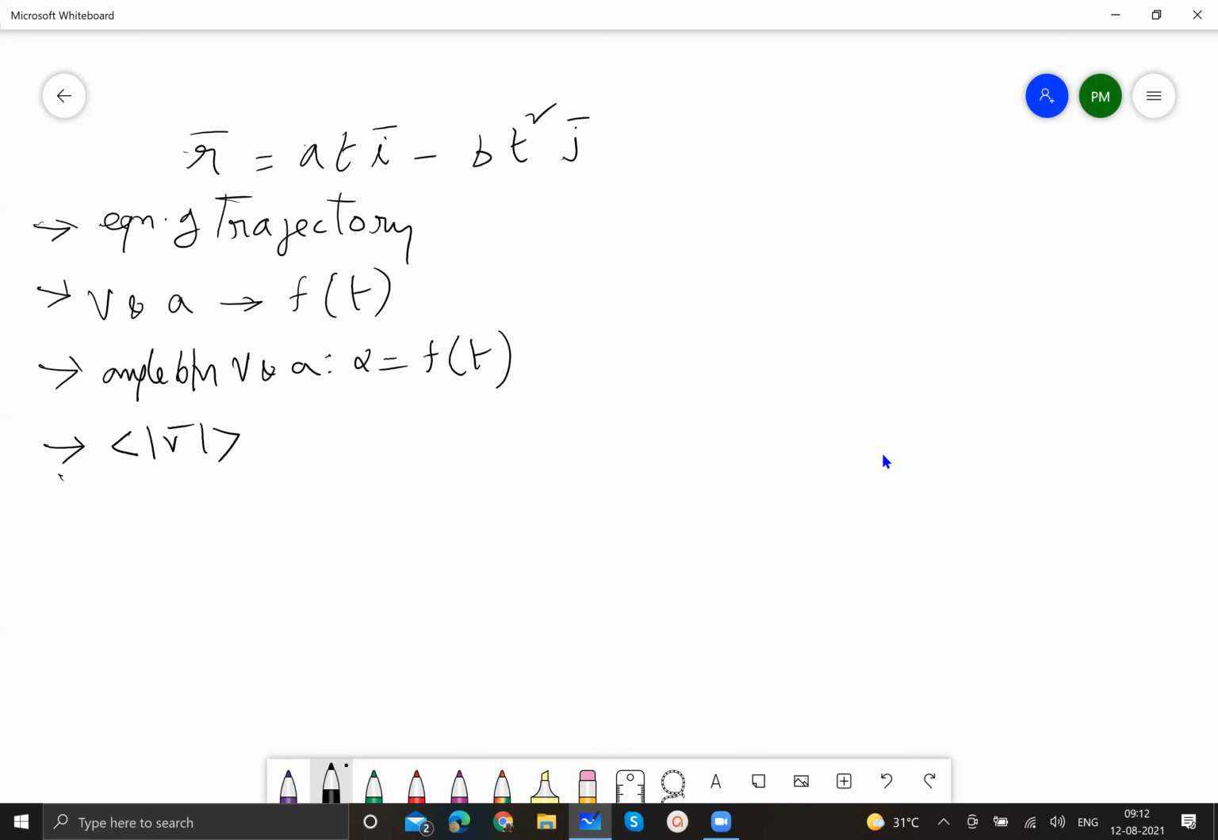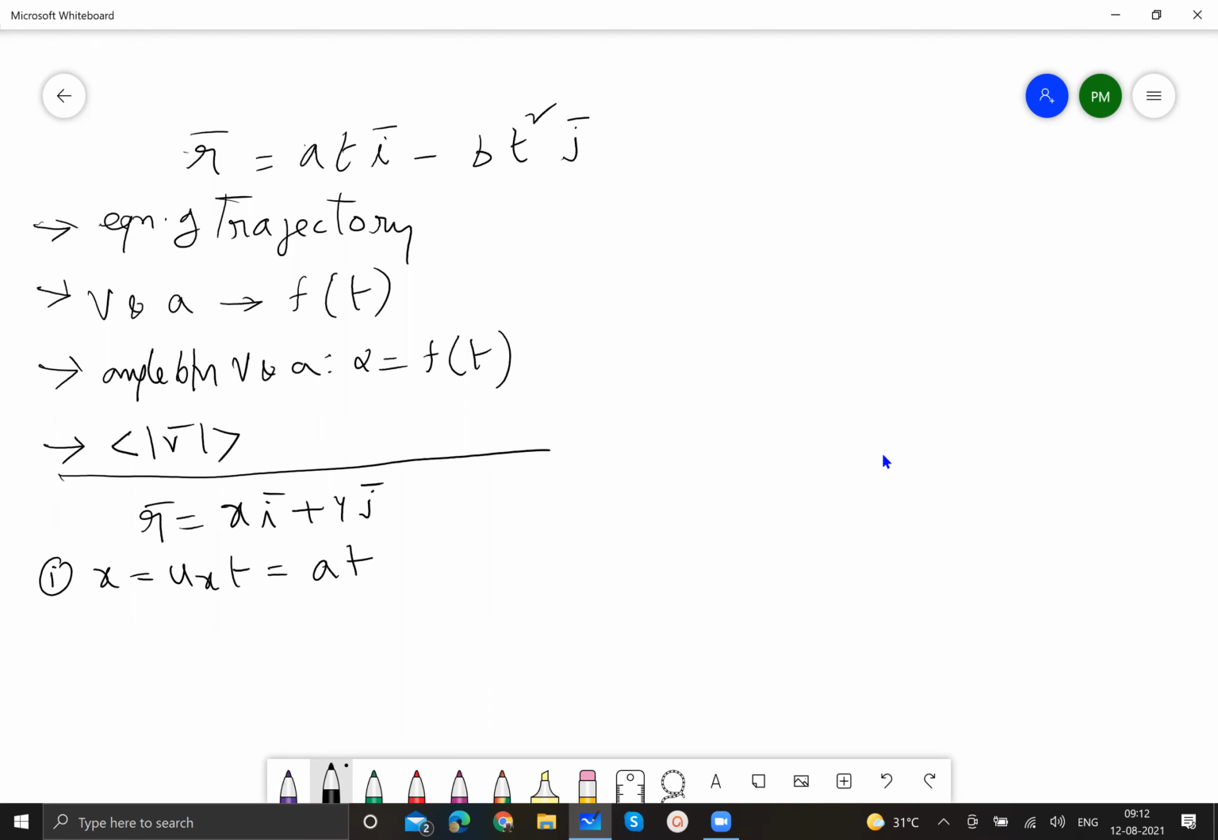So this is how we'll begin the problem. R bar, you know, position vector in terms of coordinates, x i plus y j, such that x is equal to ux into t. Here it is given as a t. Comparison implies ux is equal to a, of course equal to u because horizontal component of velocity remains constant. From this, you can put t is equal to x by u, that is x by a.